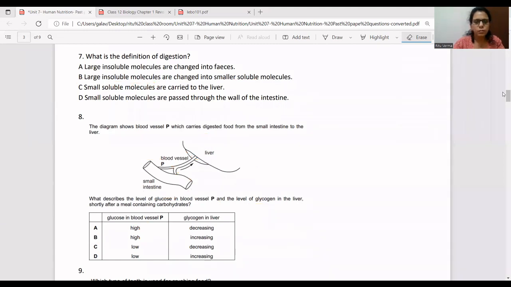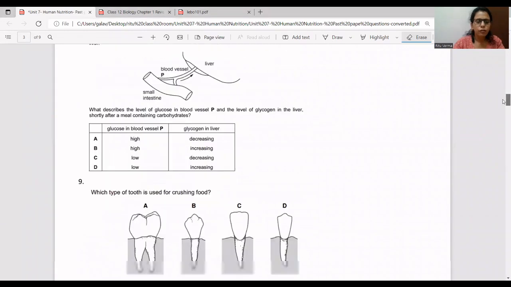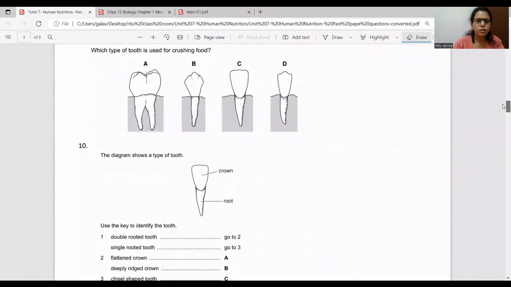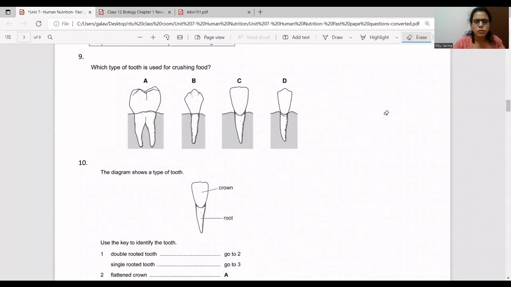Next is question number 9. Which type of tooth is used for crushing food? So the correct answer for this is A. We know that molars and premolars help in crushing and grinding of food. So A is the correct answer. C is incisors, B is canine.